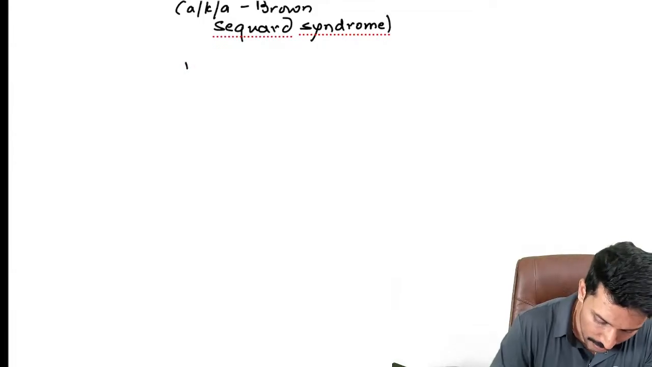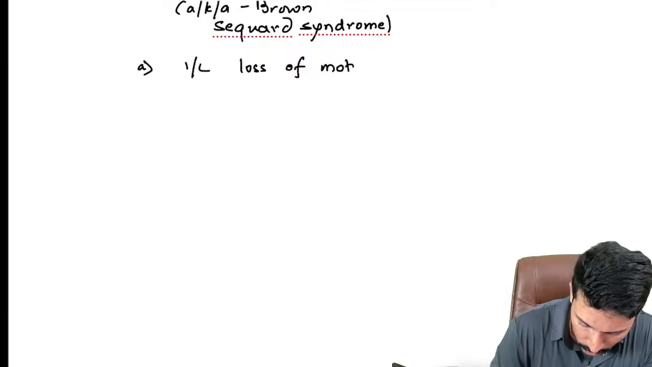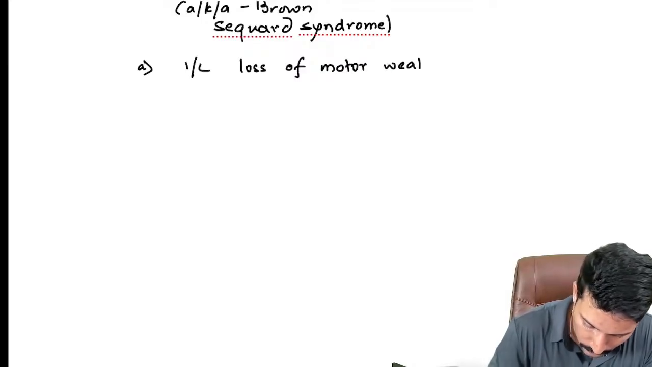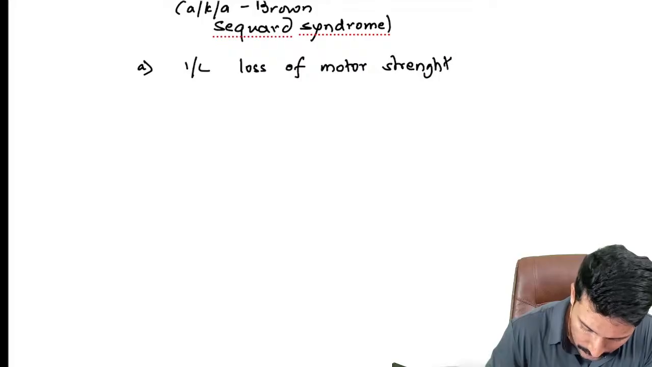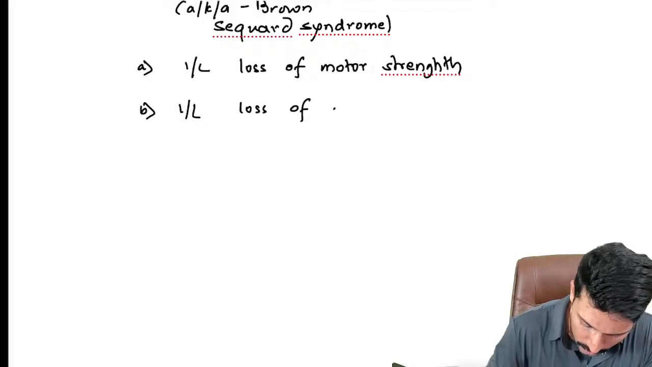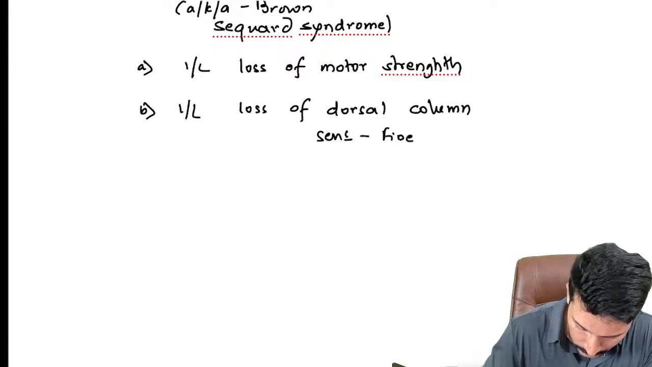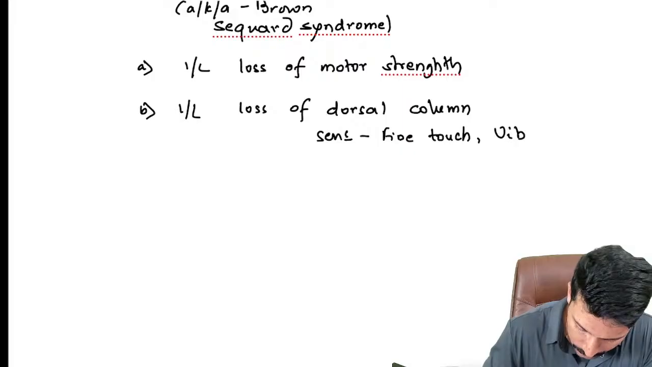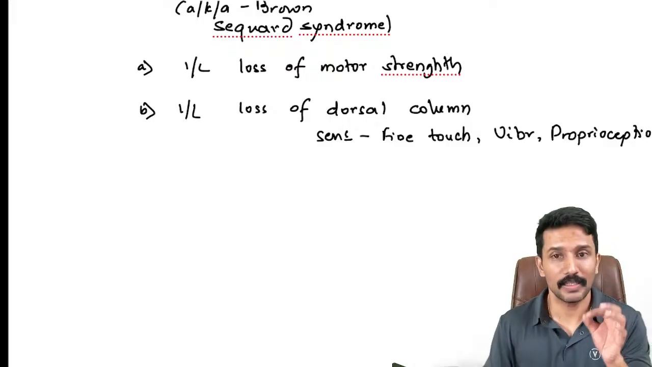So on the ipsilateral side, you will have ipsilateral loss of motor strength, or you will develop ipsilateral weakness. And also you will have ipsilateral loss of dorsal column sensations. So what are the dorsal column sensations? The dorsal column sensations are fine touch, vibration, and proprioception. So those will be lost on the same side of the lesion.